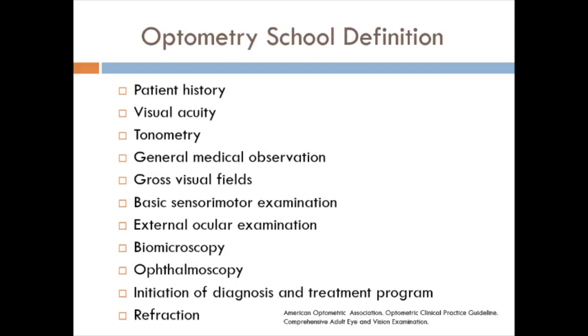Now let's start with the one that we were all trained with, the optometry school definition. It has all your standard service components like patient history, visual acuity, tonometry. Most importantly, at the very bottom, it also includes a refraction, which is in direct contradiction to Current Procedural Terminology guidelines. That's one of the main reasons for so much confusion. We're trained to include a refraction in the eye exam when CPT tells us that a refraction is an independent diagnostic test and is not a part of an eye exam.